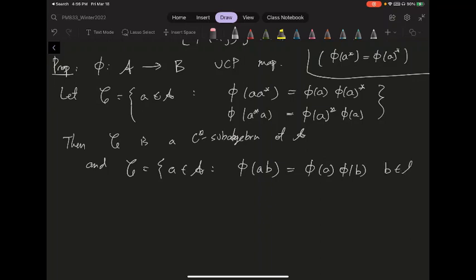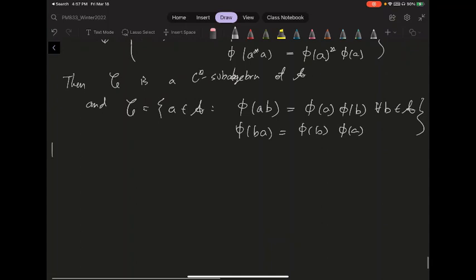Okay, so B is in A, so that's for all B in A. And of course, you can do the other way. So phi(BA) is equal to phi(B) phi(A). Okay, so that's for all B in A. All right, so if you describe your C the other way, of course, it's going to be a C star subalgebra. That's going to be clear. But going from the first definition to the second, that's the key of this technique.